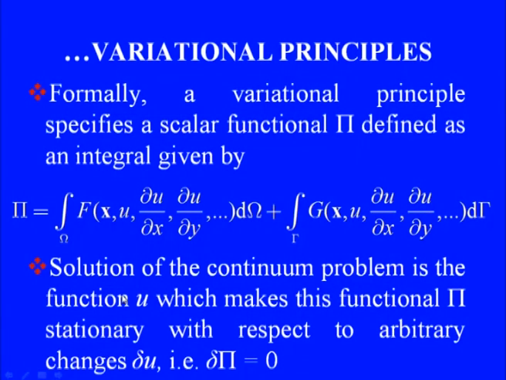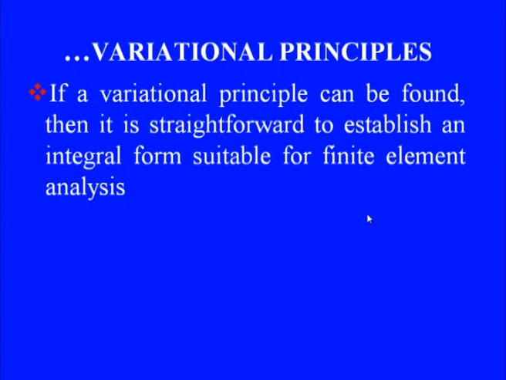Now, we seek the solution of our continuum problem u by finding a function u which will make this functional pi stationary with respect to arbitrary changes in delta u. That is, arbitrary variations in delta u lead to delta pi equal to 0. If we can find such a u, that u would represent the solution of our problem. Now, if we can find a variational principle, then it is straightforward to establish an integral form suitable for finite element analysis. We have already got that integral definition of pi, and that is what we can use in our finite element methodology.